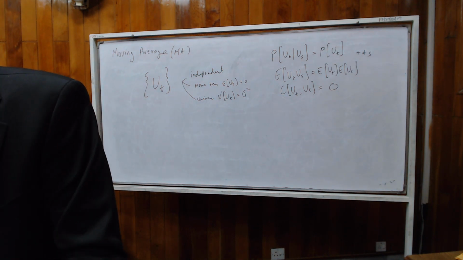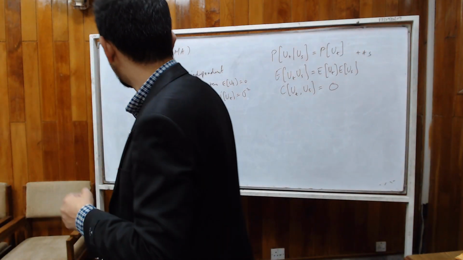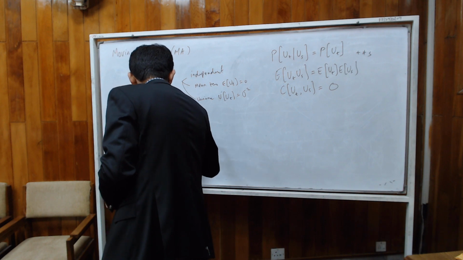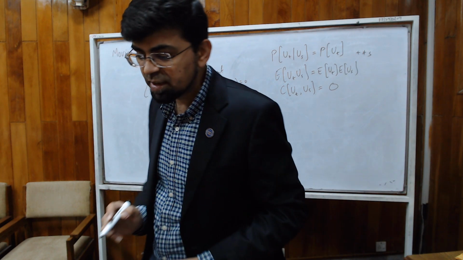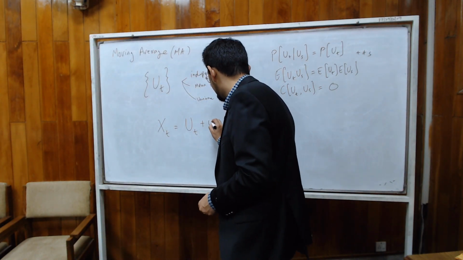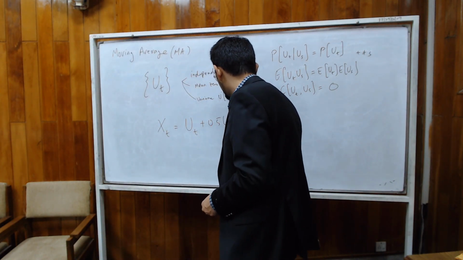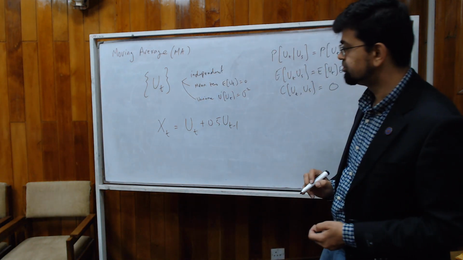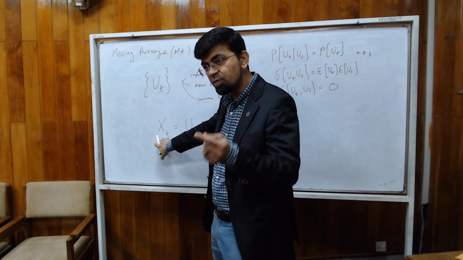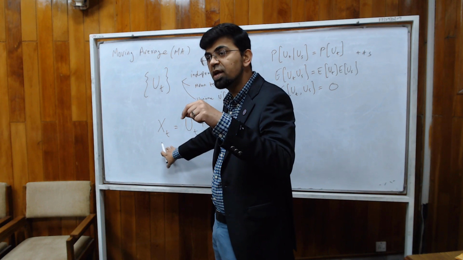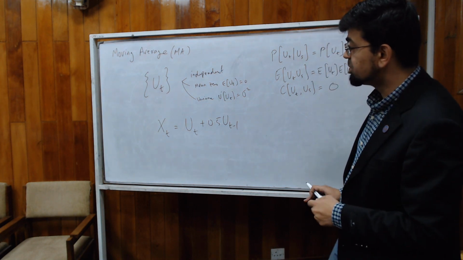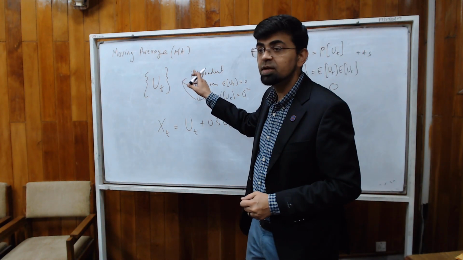So let me define a new random process which I will call xt, and I'm going to define it as ut plus 0.5 ut minus 1. Now this random process is what I am interested in. This is a new random process. How is it made? This will also explain the meaning of moving and average.